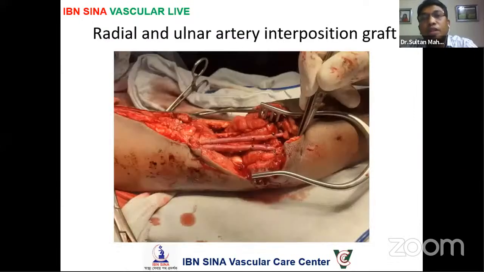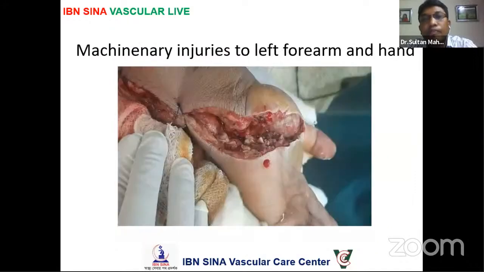Here we repair the radial and ulnar artery, interposition graft. This is the machinery injury in the forearm and hand. In that situation, in most of the cases we don't do anything after the wrist joint. Before the wrist, the radial and ulnar arteries may be repaired, but in most cases we cannot repair any small digital vessels or other small vessels.